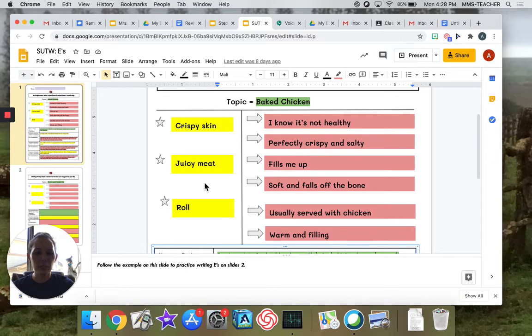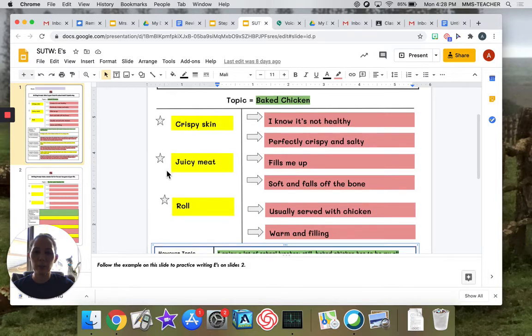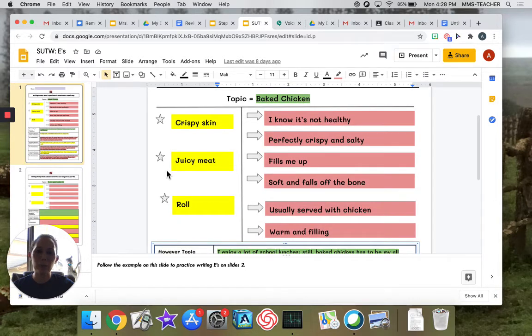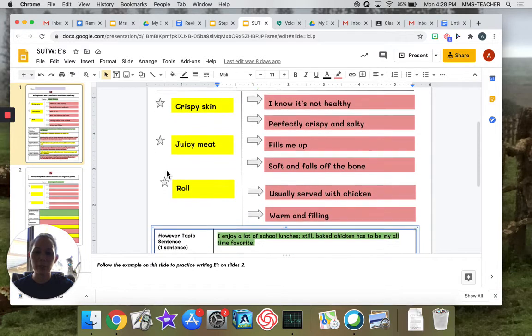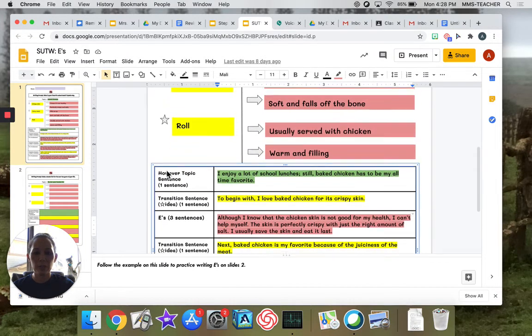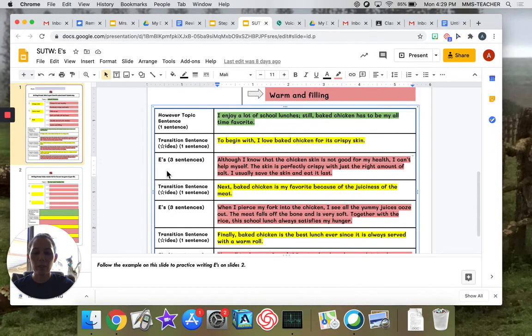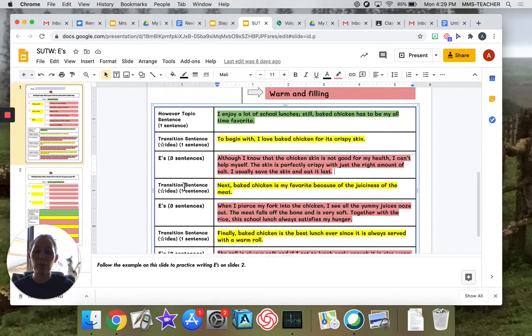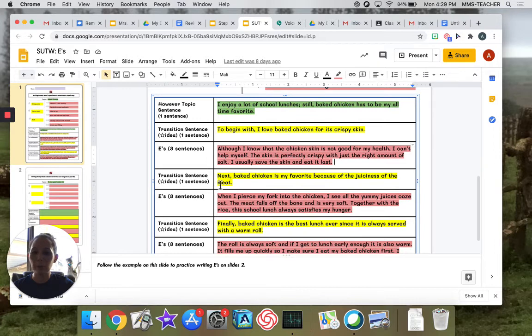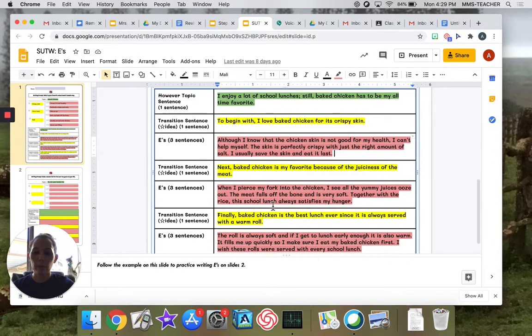The next transition, I'm going to look at my T-chart again, and I remembered, okay, I'm going to talk about the second reason why I liked baked chicken is because of the juicy meat. So let's go back down. Next, baked chicken is my favorite because of the juiciness of the meat. Okay, remember, it's only one sentence. I have my transition word.